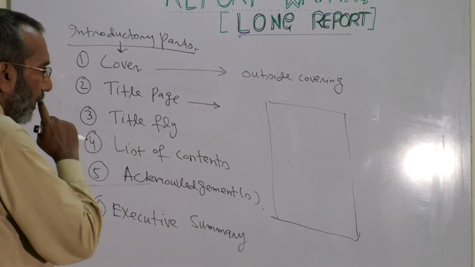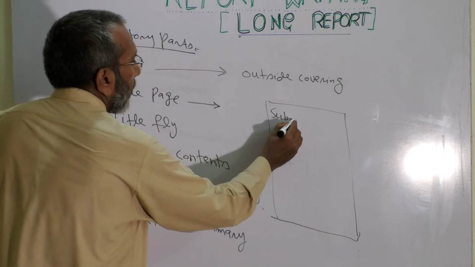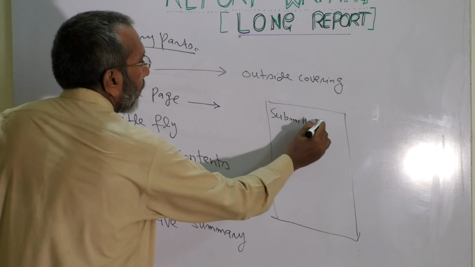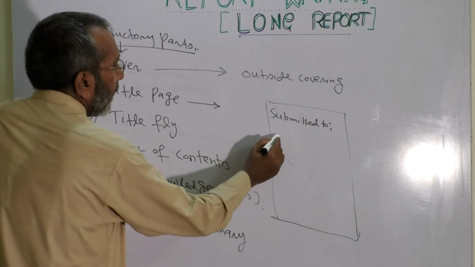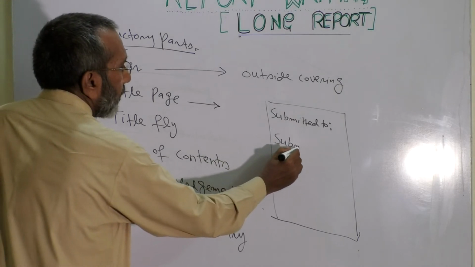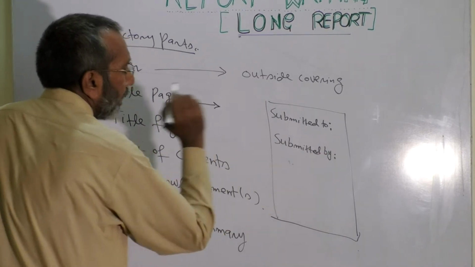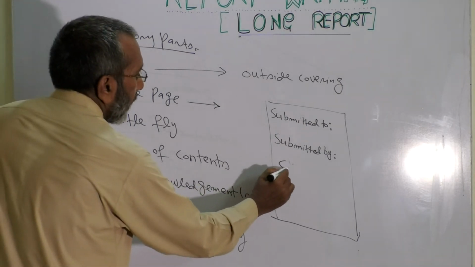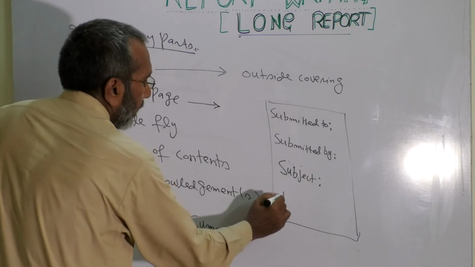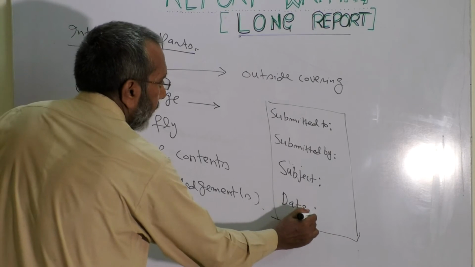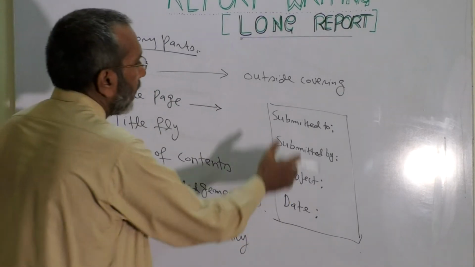We write 2-3 things. The first is we write submitted to, and then after a very appropriate gap, we write submitted by. This is the right way of writing, and then double dot or colon, and then subject, and then date. Okay, these 3-4 things are there on the title page. Clear? So you must be clear what actually these things stand for.